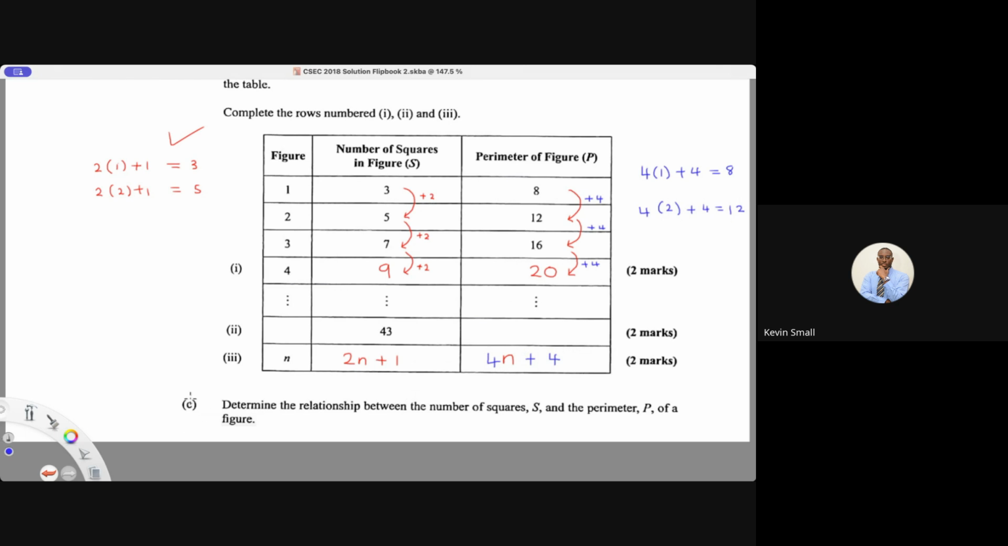Now, this last one down here was a little challenging. Even people that did the solutions online said this question here was a little challenging. Determine the relationship between the number of squares and the perimeter P of the figure. All right. This one I think was only worth like 1 or 2 marks, but you can try to figure it out. If not, we'll come back to it. Okay.